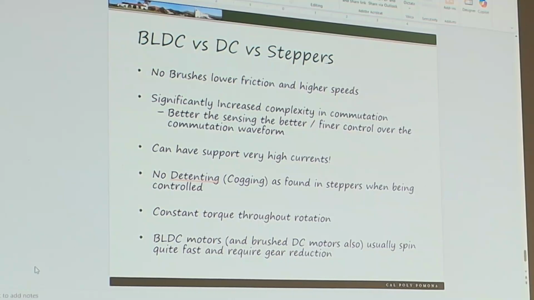Constant torque through rotation. Steppers do not have constant torque through rotation. A properly designed BLDC driver will, and would at the same time. They will, as well as a DC motor has constant torque through full rotation.